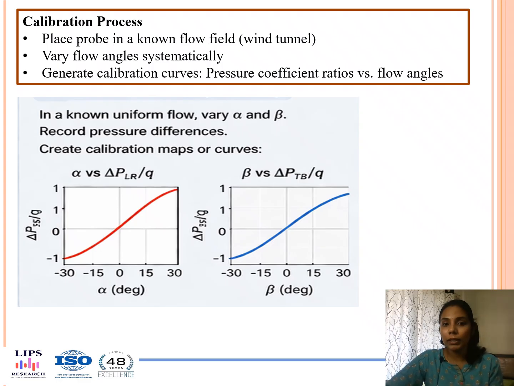At each angle, the pressure from all the four pods is recorded. Finally, using this data, we will be able to generate a calibration curve. This calibration curve relates pressure coefficient ratios, which come from the measured pressures, and the actual flow angles, which are the yaw and the pitch angles. So essentially we create a mapping between what the probe measures and what the actual flow conditions are.